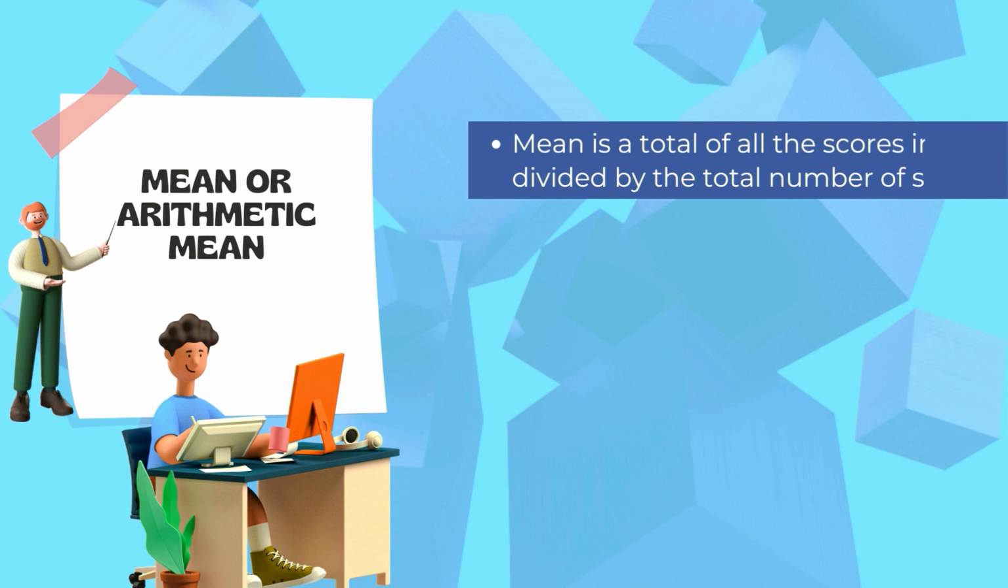So mean is the total of all the scores in the data divided by the total number of scores. This is the simplest way you can understand the mean. In other words, you can say it is the average of the scores. How do we calculate the average? We first add all the numbers, the units of the data, and divide by the total number of data. So this is a very brief introduction to the mean.